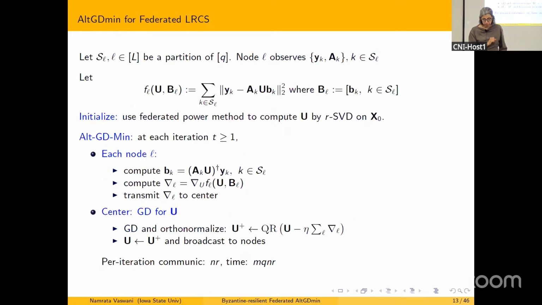And then exactly what Chandra predicted, you're getting communication efficiency for free, because you can be updating your BKs locally at the node at which YK is available. You compute your partial gradient, transmit it to the center. Center will sum them or average them depending on how you want to write your step size, and orthonormalize and do the rest. So per iteration communication cost is only NR, and there is only one loop of data exchange per algorithm iteration. And time is MQNR per iteration again.